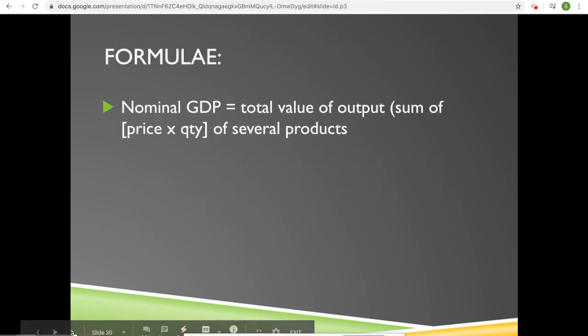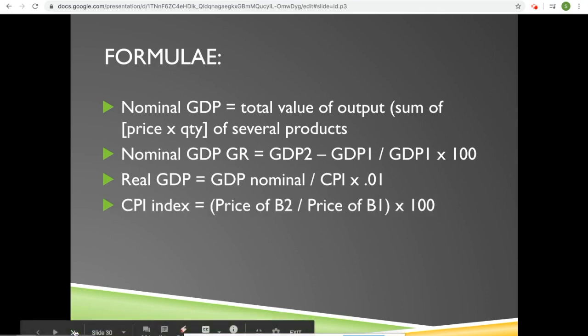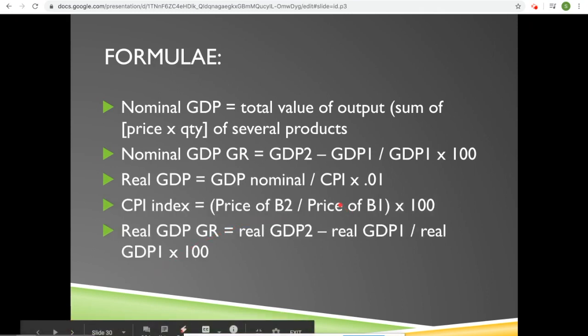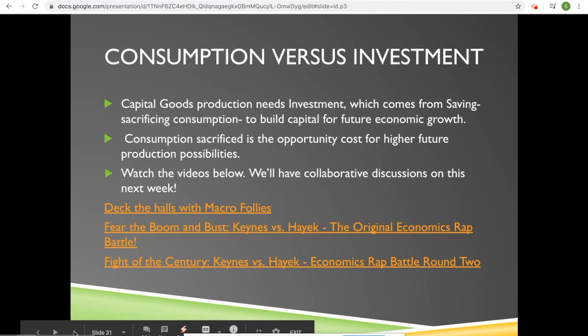And the formulae, nominal GDP, we've already seen this in a previous chapter. Nominal GDP is the total value of output of several products, and the nominal GDP growth rate is calculated the same way. Real GDP is nominal GDP times the CPI, divided by the CPI times 0.01. CPI index is the price of B2 divided by the price of B1 times 100. B is nothing but the basket of goods and services, and the real GDP growth rate is real GDP 2 minus real GDP 1 upon real GDP 1 times 100. These are some of the formulae.